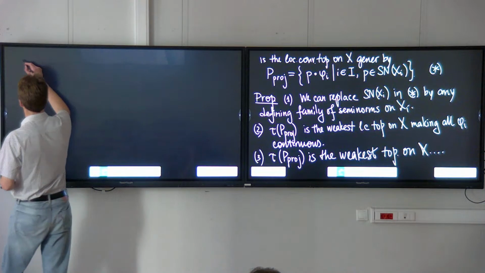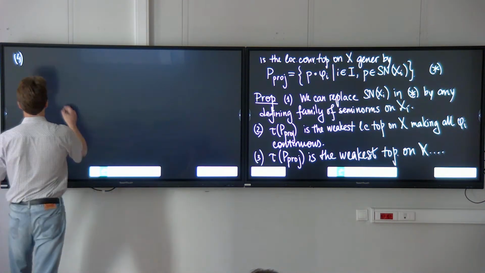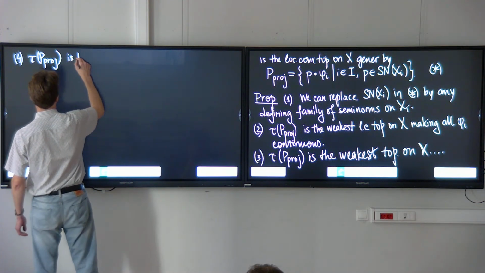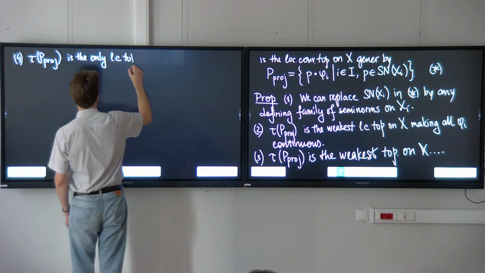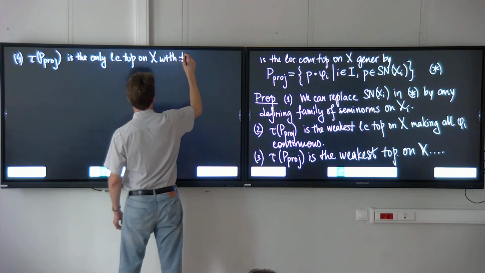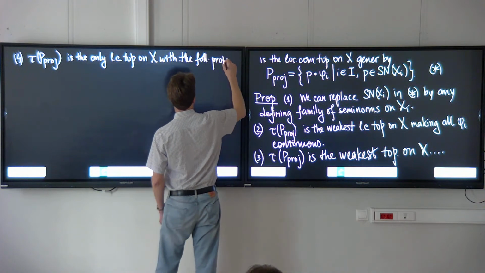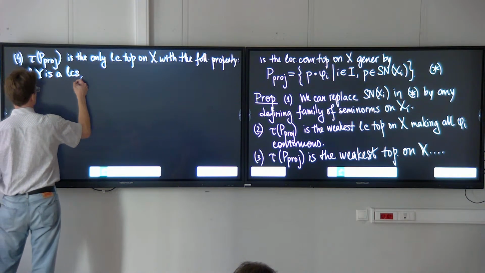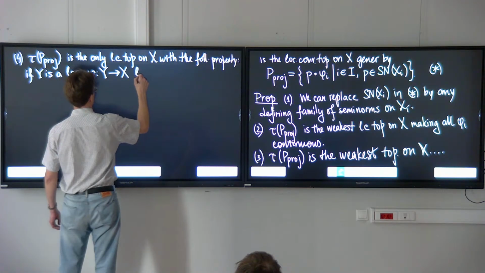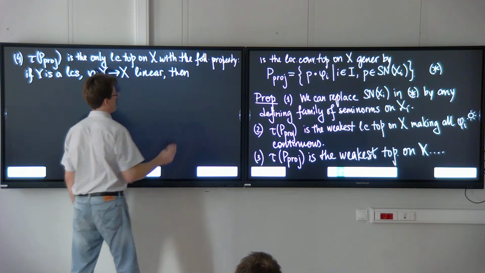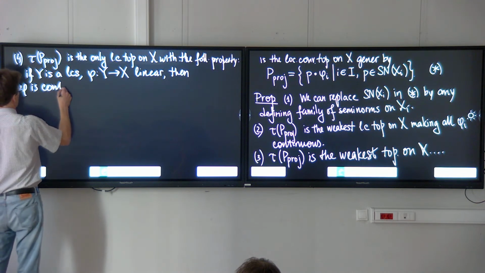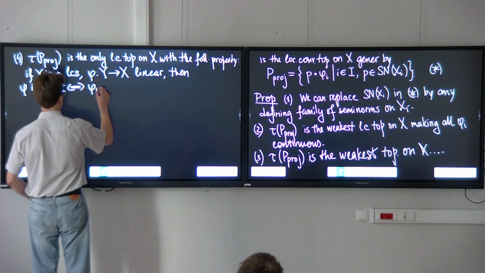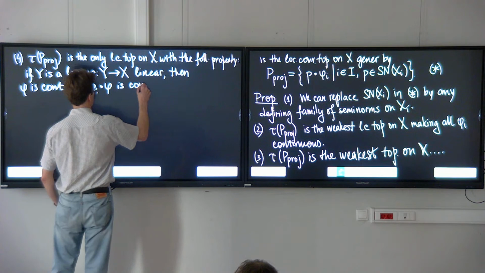Property 4. This topology, the projective locally convex topology, is uniquely characterized by the following property. This is the only locally convex topology on X with the following property. If Y is a locally convex space, and phi is a linear map from Y to X, then phi is continuous if and only if phi composed with every phi I is continuous for every I.